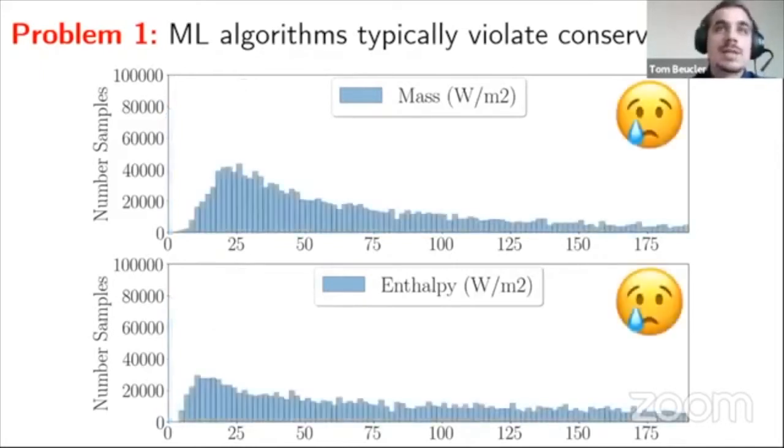Instead, if we take a typical neural network, we get a lot of energy and mass violation, up to 100 watts per meter square, just within 1 time step, which is very problematic from a climate modeling perspective, even if the accuracy could be decent.